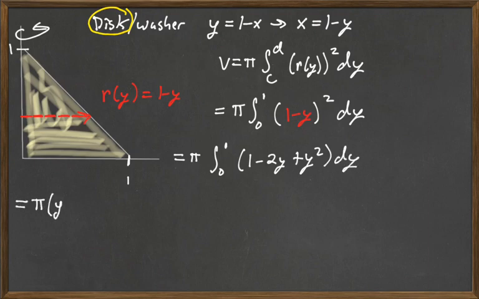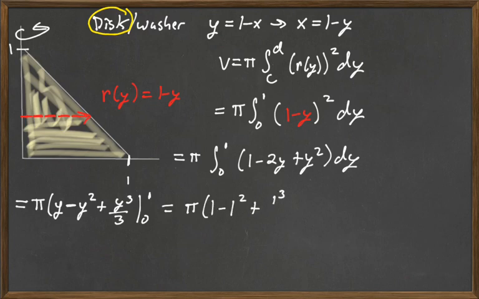So it's going to be pi, y minus y squared plus y cubed over 3 evaluated from 0 to 1. So pi, 1 minus 1 squared plus 1 cubed over 3. And so that's going to be pi over 3 units cubed, or as a decimal, you see it there.